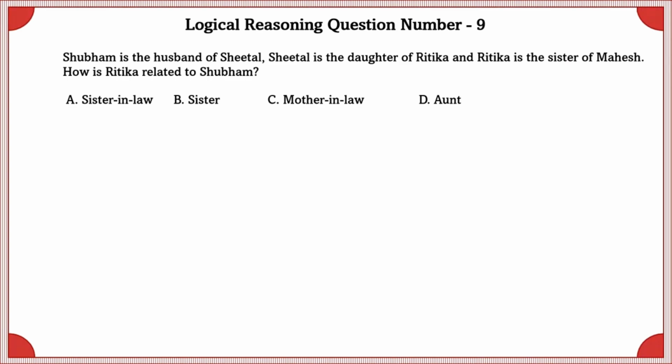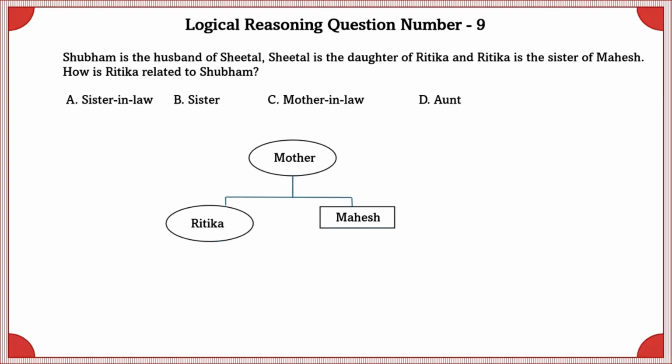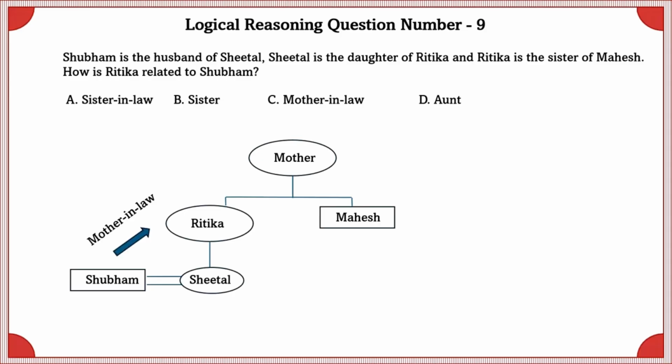Logical reasoning question number 9. Shubham is the husband of Sheetal. Sheetal is the daughter of Ritika and Ritika is the sister of Mahesh. How is Ritika related to Shubham? A mother has 2 children, 1 daughter and 1 son, that is Ritika and Mahesh. Ritika has a daughter Sheetal who is married to Shubham. Ritika will be the mother-in-law to Shubham.